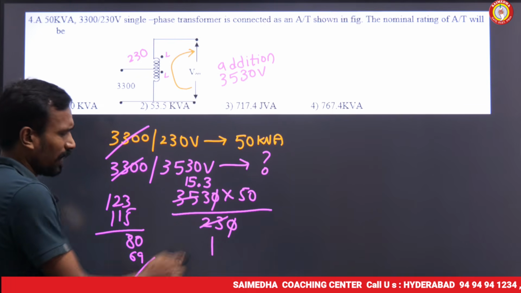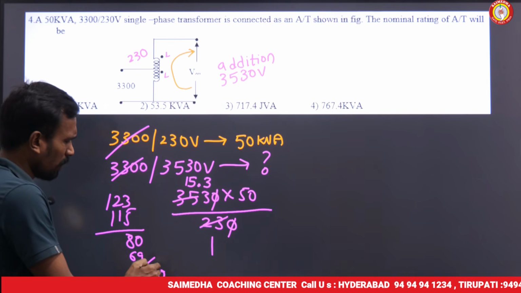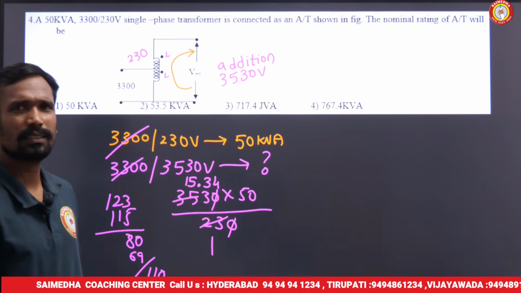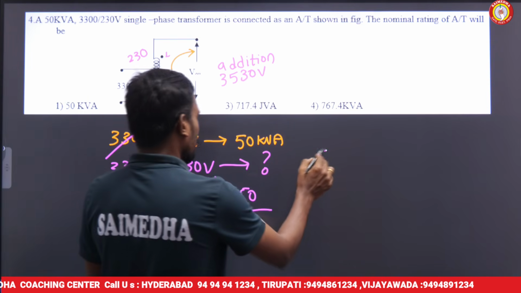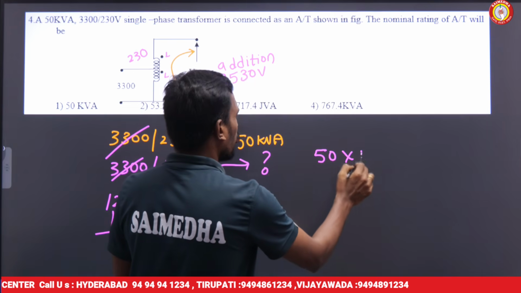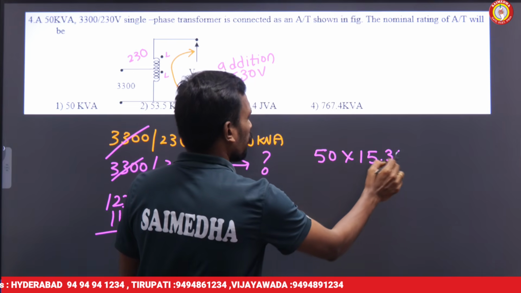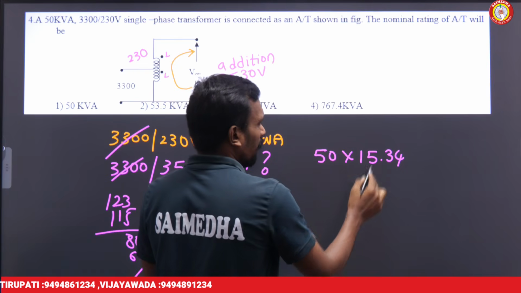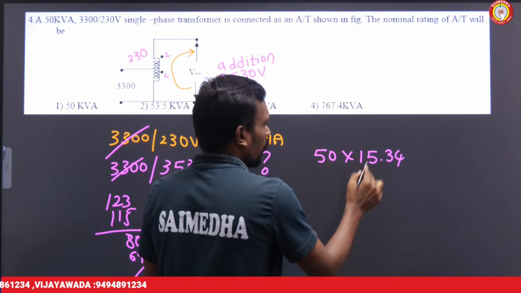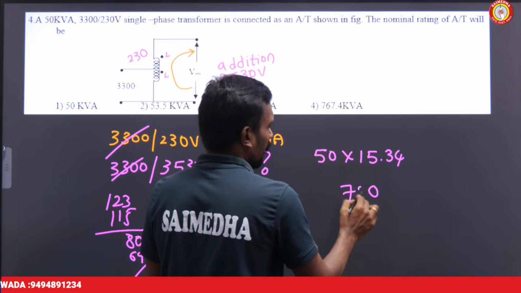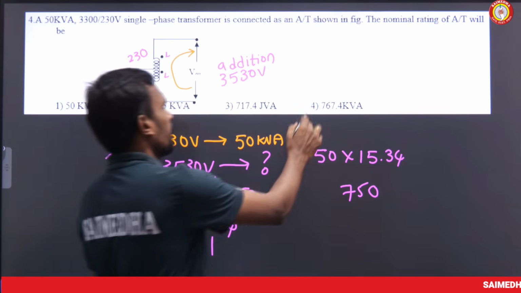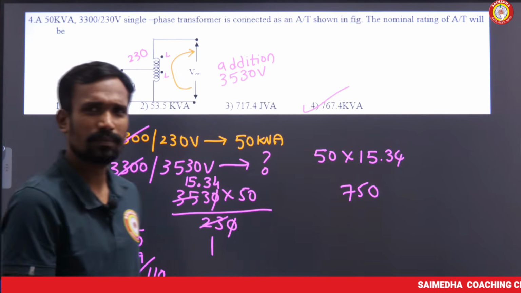And this is also around how many times? 110 means 4 times. So the answer is 50 into 15.34. First calculate 50 into 15. 50 fives are 250, 15 fives are 75. So 750 plus will be the answer.